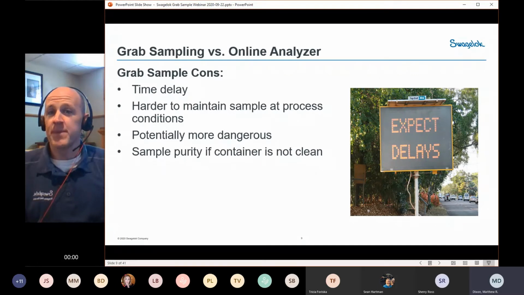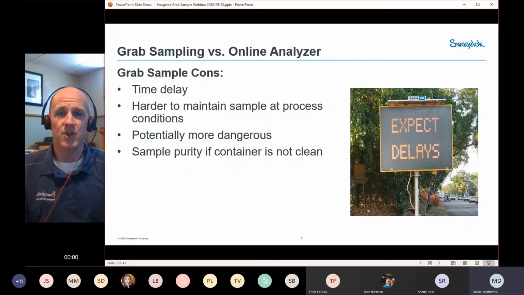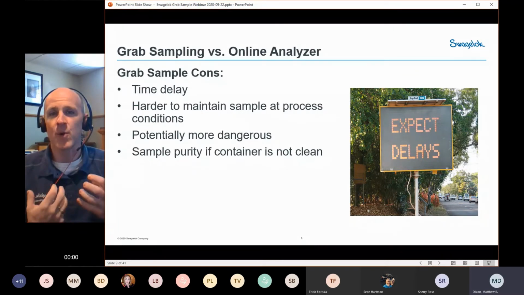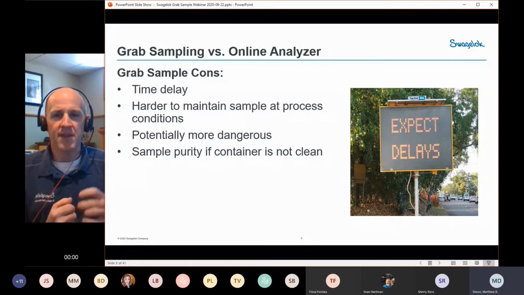Another disadvantage of grab sampling is that it is harder to maintain that sample at the process conditions. As we'll discuss in just a little bit, one of the main considerations when we're looking at sampling is to maintain that sample in the appropriate condition. We don't want things to start changing phases on us and things of that nature. So maintaining gases as a gas and liquids as a liquid is definitely a priority for us.